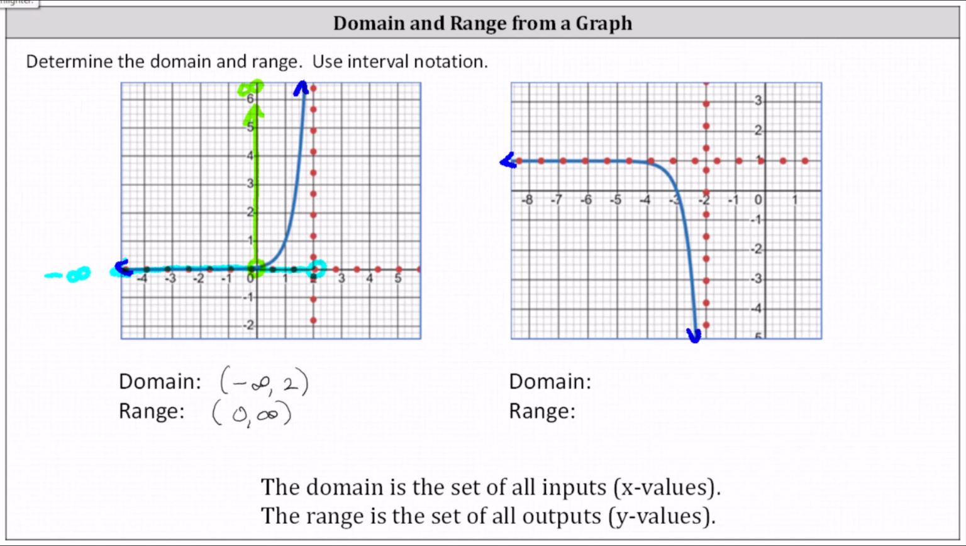Starting with the domain, we analyze the graph along the x-axis or from left to right. We can see the graph goes to the left without any holes or breaks, which indicates x approaches negative infinity. And then the graph moves to the right and approaches the vertical asymptote, this time of x equals negative 2.